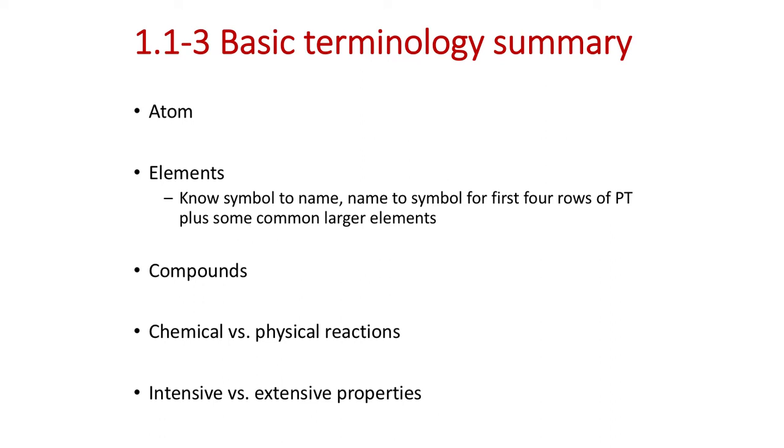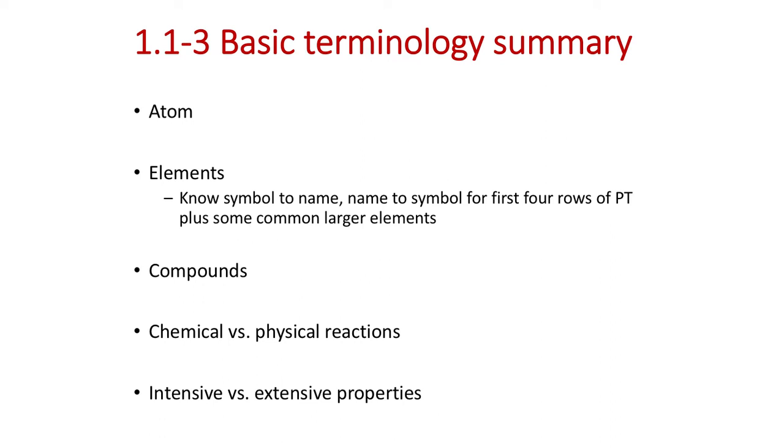If I'm using copper in an example in a problem, I would just want you to know it's Cu, so you know which element to look up the atomic weight for should you need that. So it's really just name to symbol, symbol to name recognition for the first 4 to 5 rows of the periodic table.